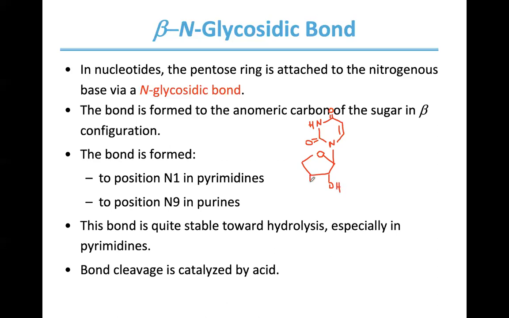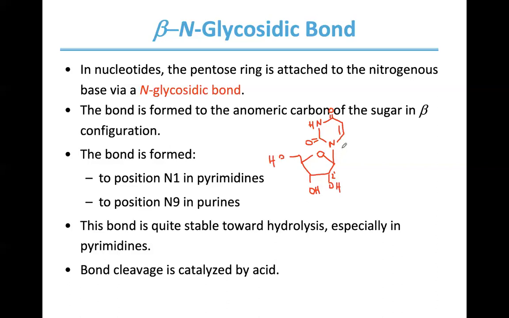Whenever you draw uracil, uridine as a nucleoside, always draw the 2' hydroxyl, right? Do not get confused. In uridine there is always a 2' hydroxyl because it's part of the RNA. All right, so this is the glycosidic bond.